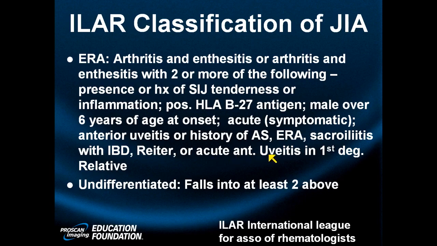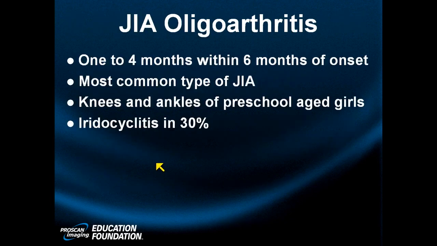If they have uveitis in a first-degree relative, that is considered a substantial risk factor for enthesopathic-related juvenile arthritis. Then you've got undifferentiated arthritis that falls into more than one different category. So JIA oligoarthritis is what you're going to encounter not uncommonly in people under the age of 25, all the way down to age 6. It's the most common type of JIA.